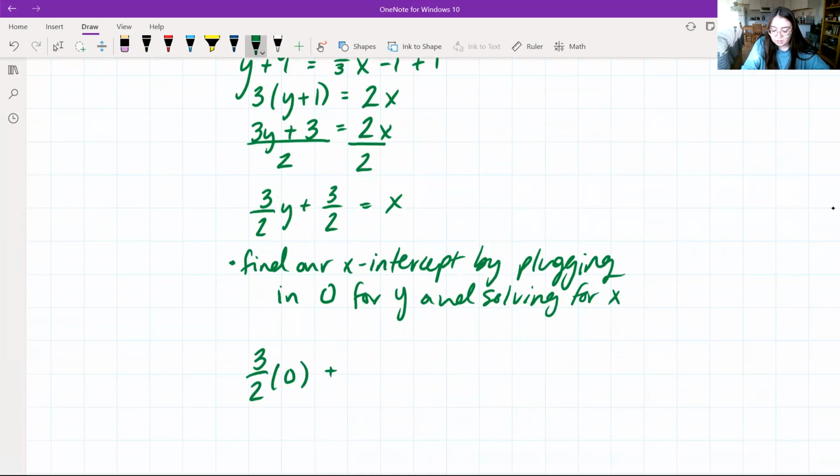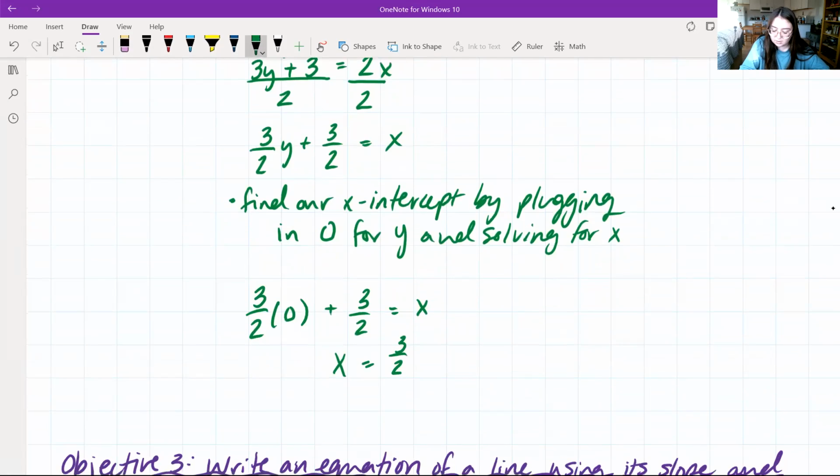times 0 plus 3/2 is equal to x, where 3/2 times 0 is just 0. So we get that x is equal to 3/2. So our x-intercept, about to run out of room, is going to be (3/2, 0).